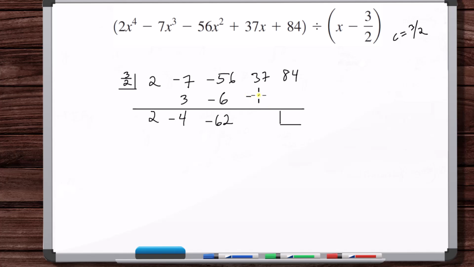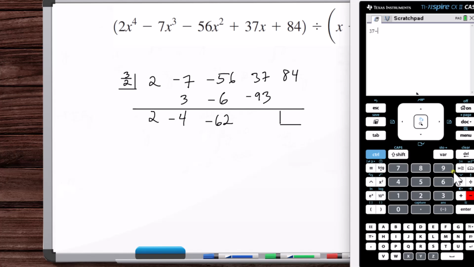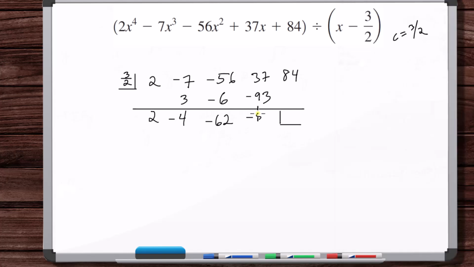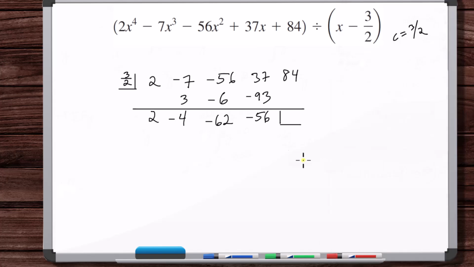So minus 93. So, okay, 37 minus 93 is minus 56. Okay, minus 56 times 3/2, so divided by 2 times 3, minus 84. Okay, so the result of this division is 2x cubed minus 4x squared minus 62x minus 56.